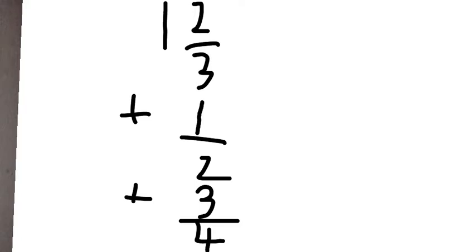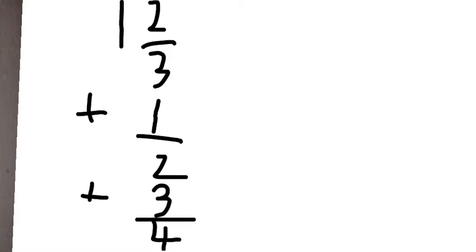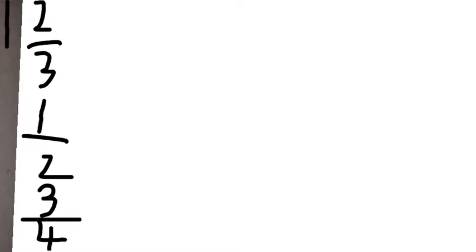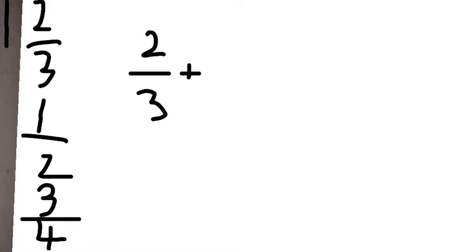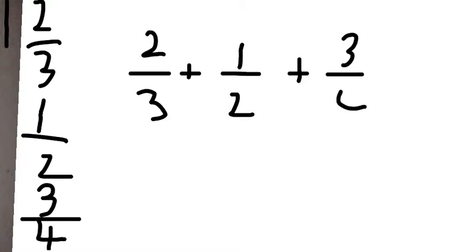Okay, so these are the numbers I need to add. Now notice how this is the only number that has a whole number, so nothing else down here. So when I add all the whole numbers together, I need to come up with 1. Let's not worry about the whole numbers now, and do the adding of the three fractions at the same time. So 2/3 plus half plus 3/4.